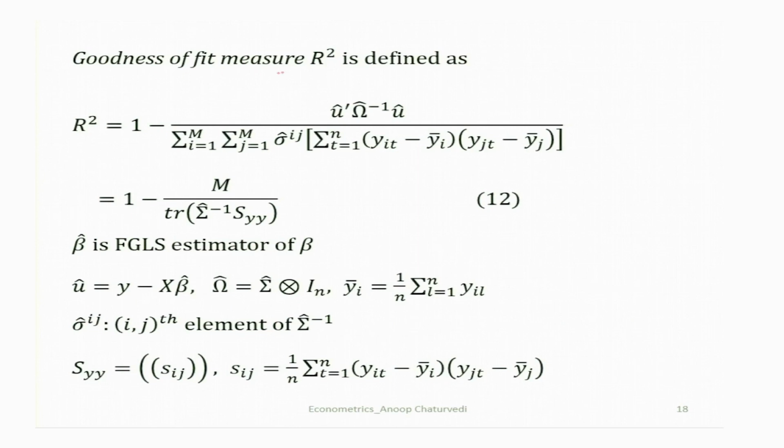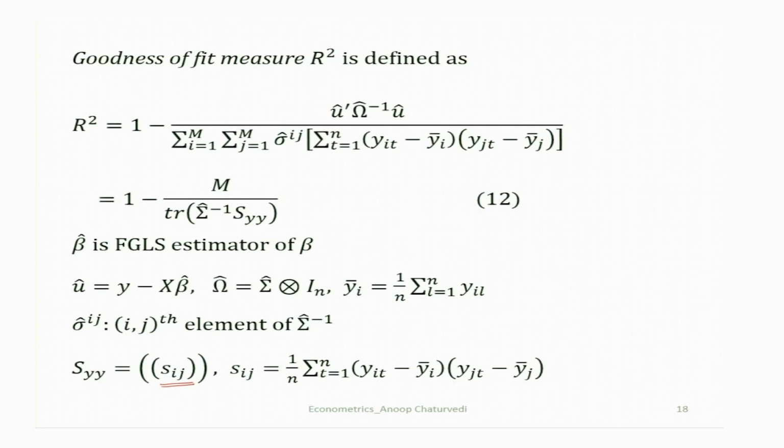Now, one can also define the goodness of fit measure R square as follows. Suppose u hat is equal to y minus x beta hat, where beta hat is the FGLS estimator of beta. Omega hat is equal to sigma hat Kronecker product I n, and y i bar is equal to 1 upon n summation y i t, t equal to 1 to n. Then sigma hat superscript i j is the i jth element of sigma hat inverse, and then we define S i j equal to 1 upon n summation of y i t minus y bar i times y j t minus y bar j, and S y y is the matrix with i jth element S i j.